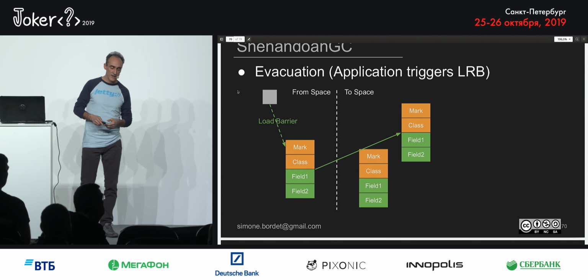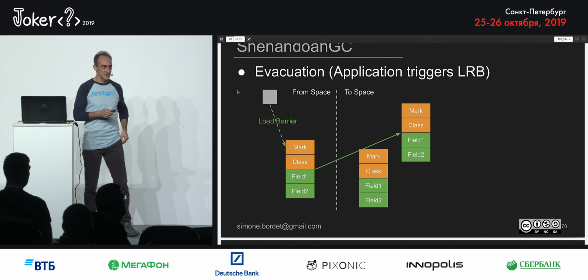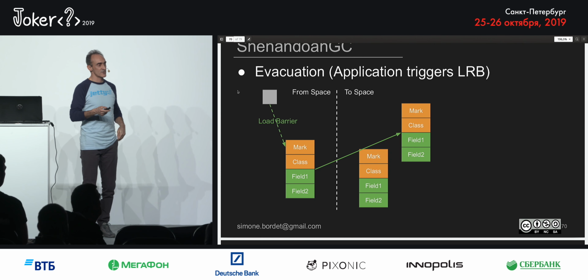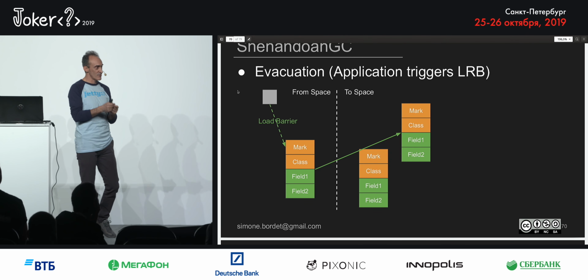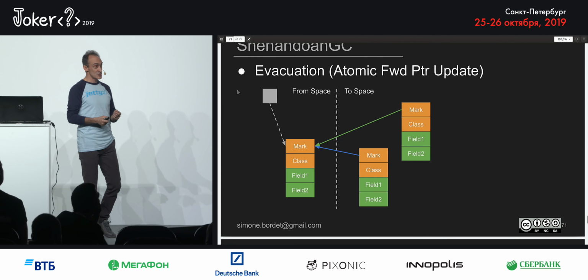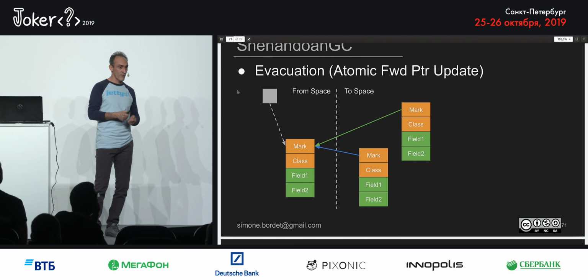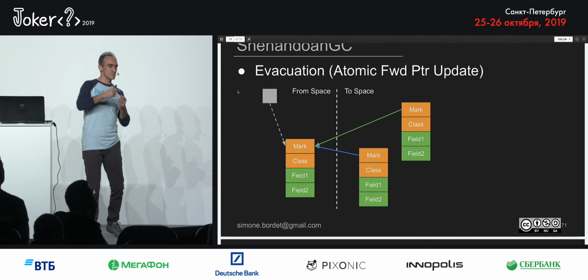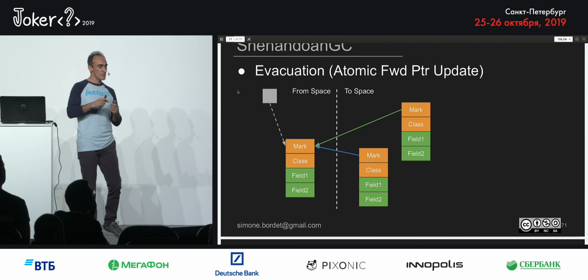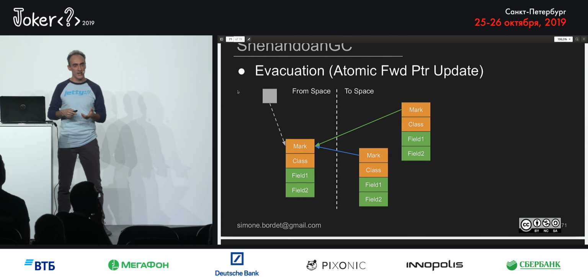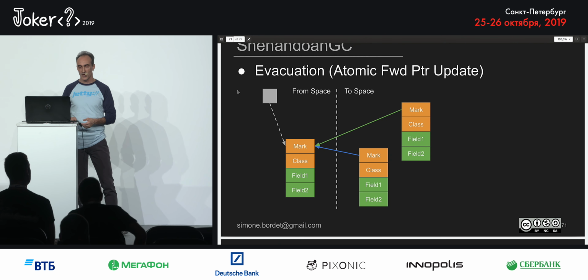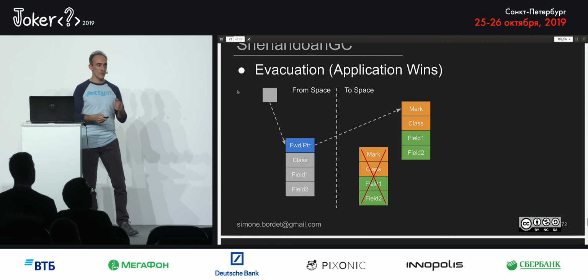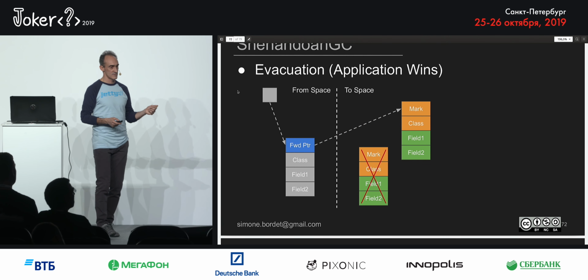Once it has created the second copy, what is the atomic action that the garbage collector and the application will compete to perform? Well, it is trying to install the forward pointer in the from space copy. This is an atomic operation that needs to be won by either thread. Either the garbage collector wins or the application wins. In this example, the application won.